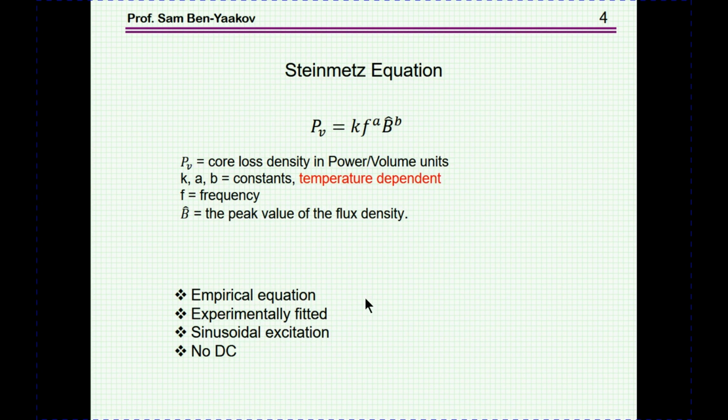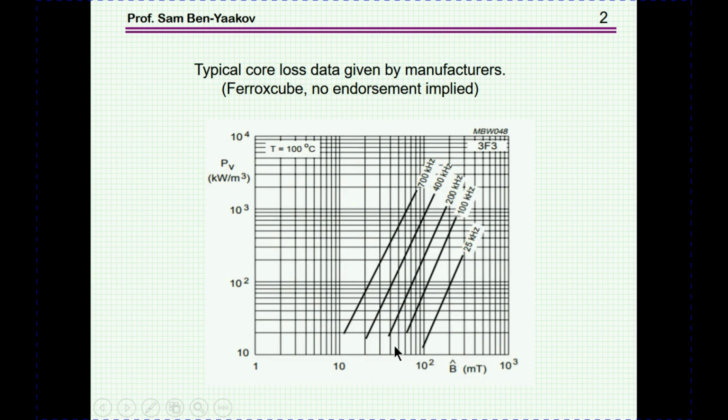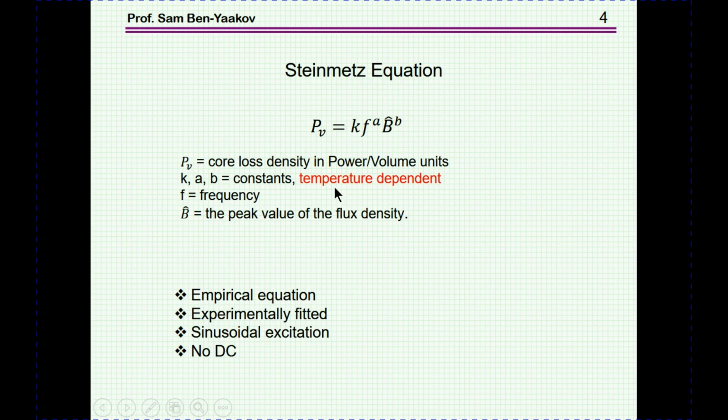Now the curve that we have seen, in particular this one, is actually obtained by fitting data to this equation, which is the Steinmetz equation, which relates the power loss per volume as a function of frequency and flux density. K is a constant, A is a constant, and B is a constant. This is an empirical equation, and the way these constants are obtained is by fitting data.